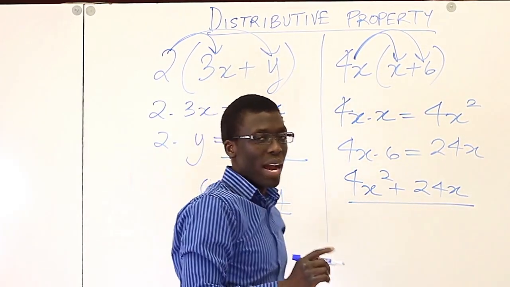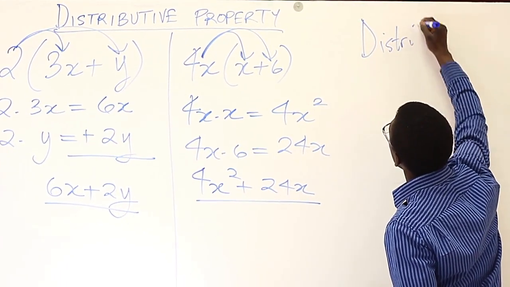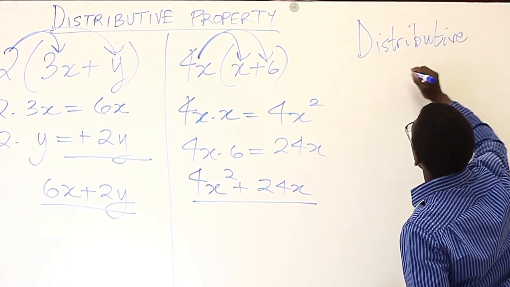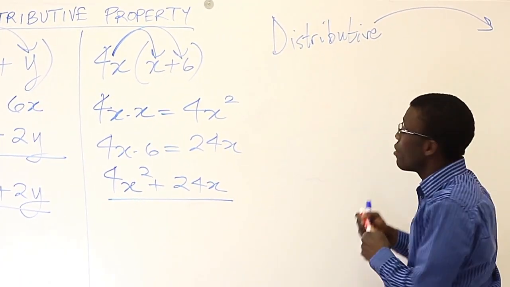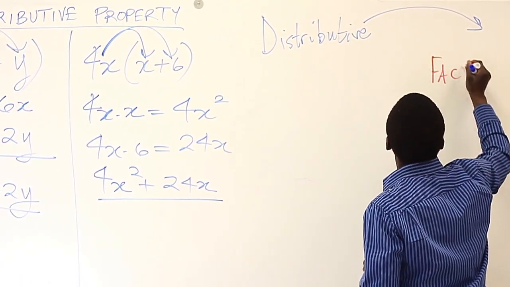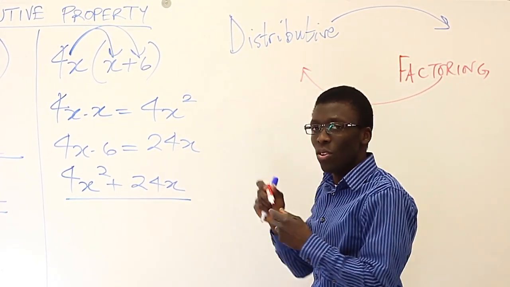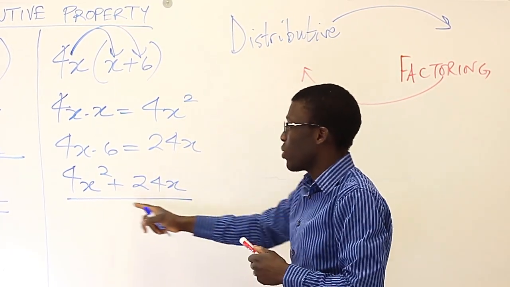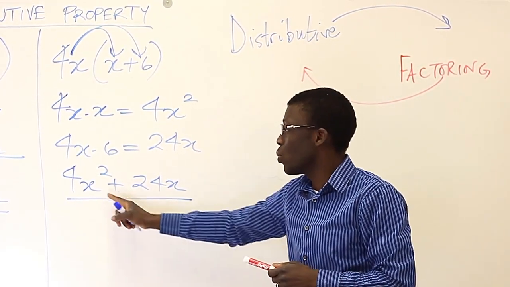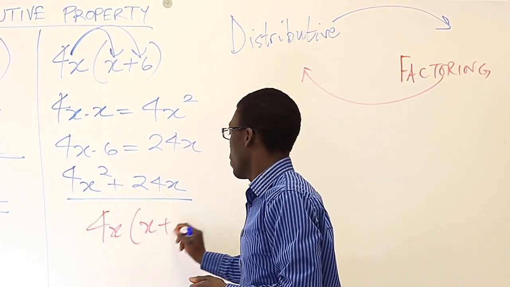A quick note on factoring and the distributive property. The distributive property, okay, does one thing. It takes something in one direction. Factoring, on the other hand, takes it back, okay? So one takes you in one direction, the other one brings you back. So if I told you to factor this, you would actually have 4x into x plus 6.